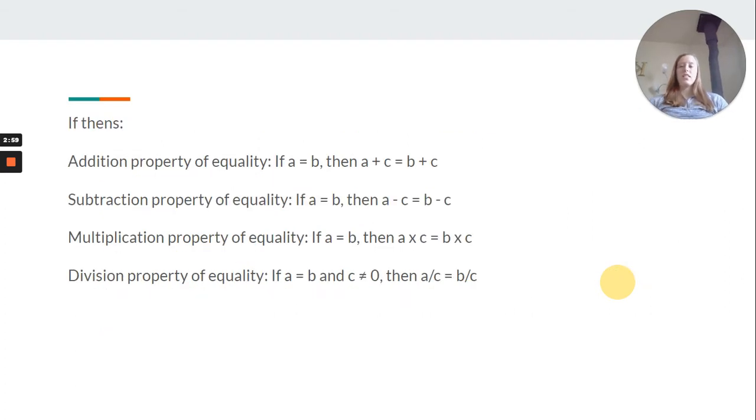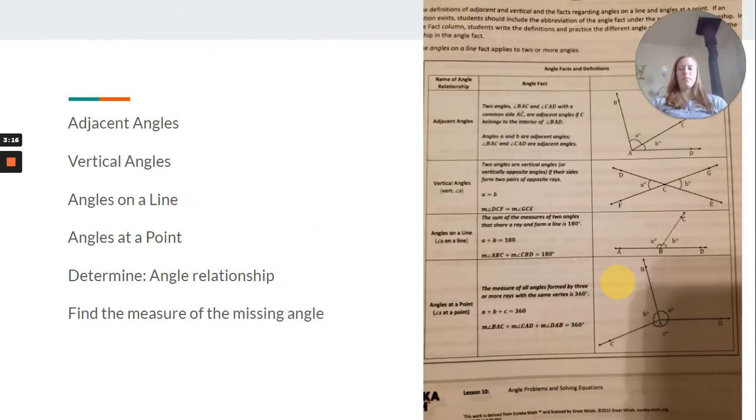Then we looked at if-then. So with addition, if a equals b, then a plus c equals b plus c. Subtraction, a minus c equals b minus c. Multiplication, a times c equals b times c. And division added that extra c cannot equal 0 because you cannot divide by 0. So a divided by c equals b divided by c.